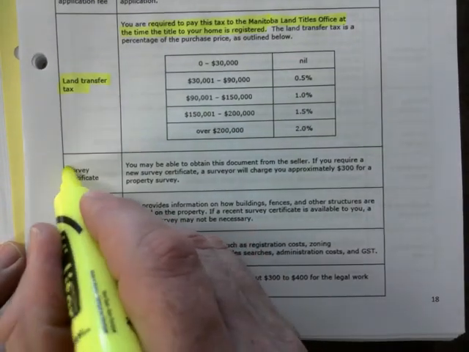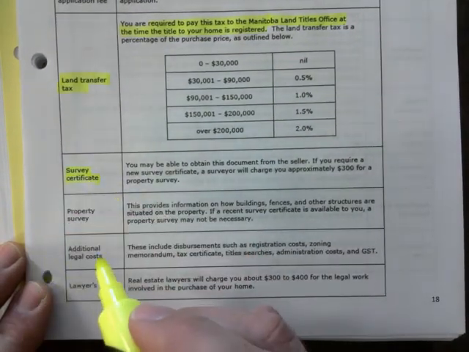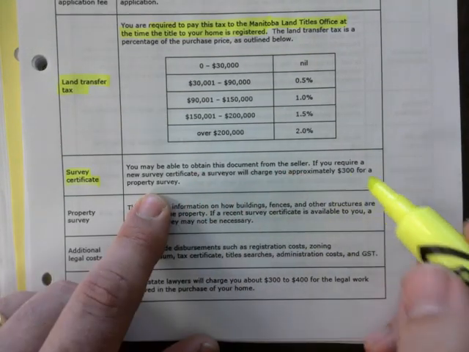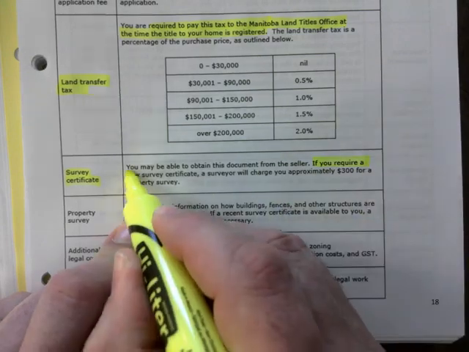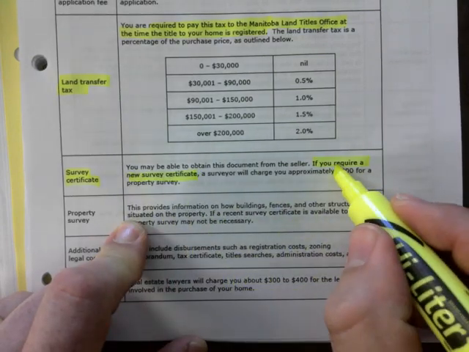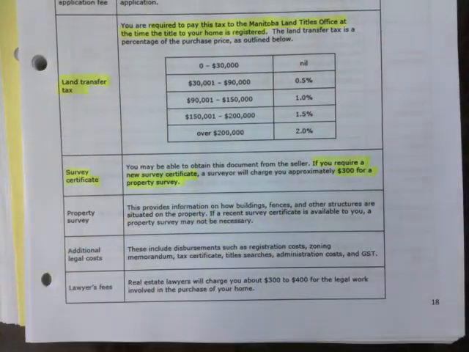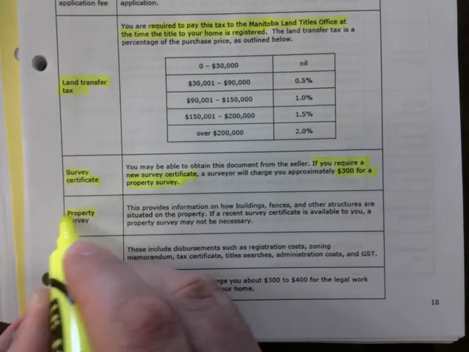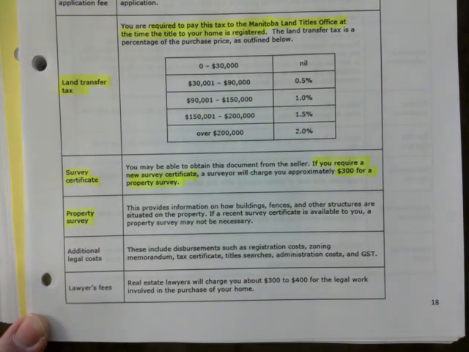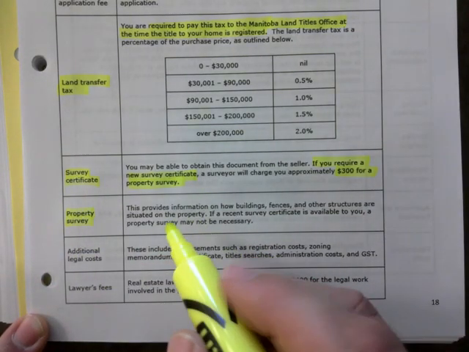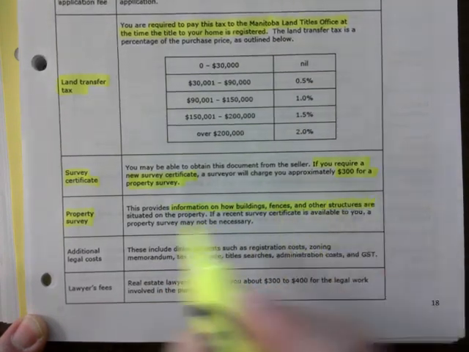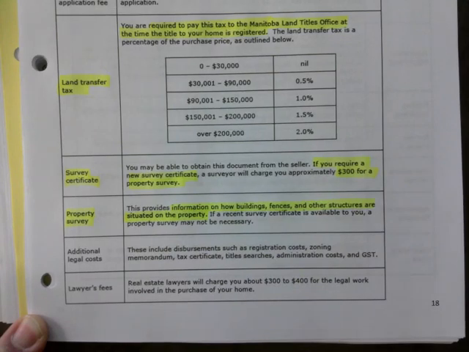Survey certificate. You might be able to obtain this document from the seller. If you require a new one, it would be approximately $300. What is a survey, a property survey? It provides information on how buildings, fences, and other structures are situated on the property.